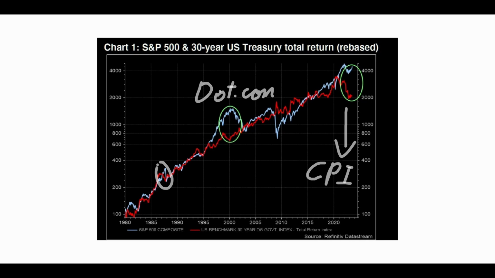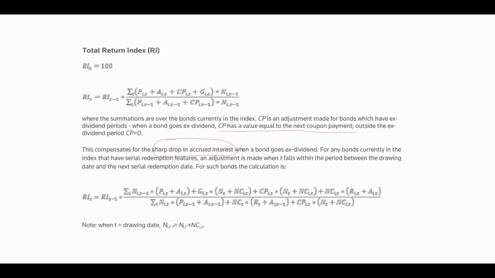The only divergence is during the dot-com bubble, during the 2008 financial crisis, and recently in the big inflation run-up that has made the Fed increase rates at the fastest pace in history. So basically what the story tells us is maybe the 30-year US Treasury is the way to go should you not have exposure to equities.